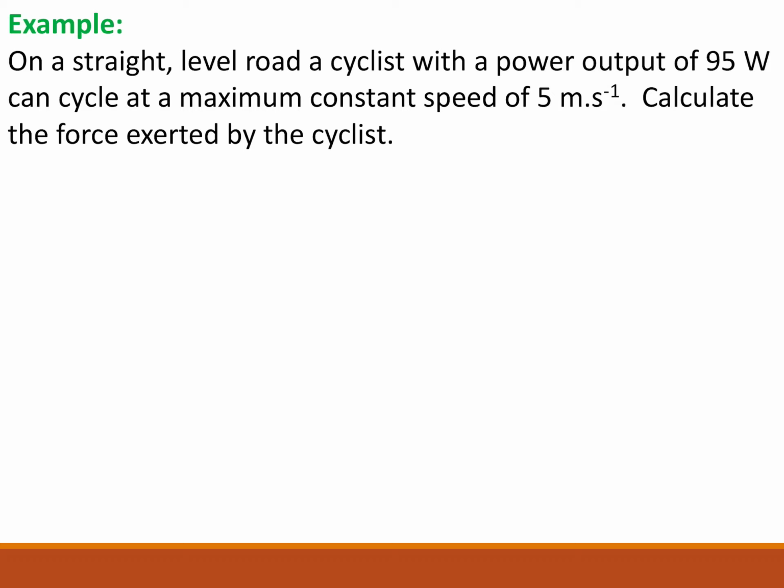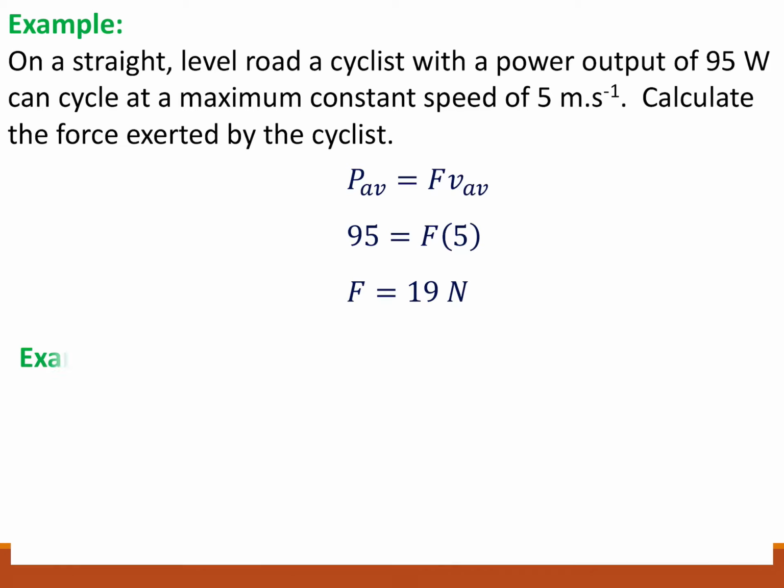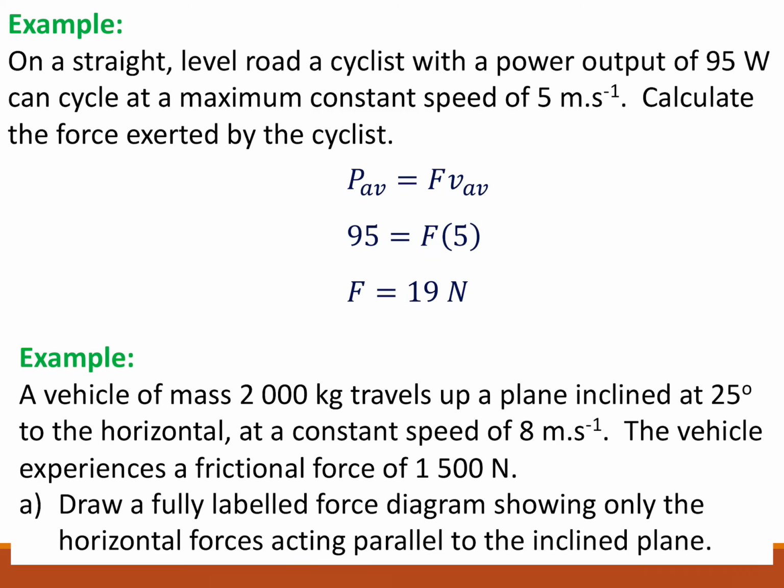Right. So, on a straight level road, a cyclist with a power output of 95 watts can cycle at a maximum constant speed of 5. Calculate the force. Well, we know P average. Now here, if you put a V or V average, it doesn't actually matter. 95 would then be equal to F times 5, 19 newtons.